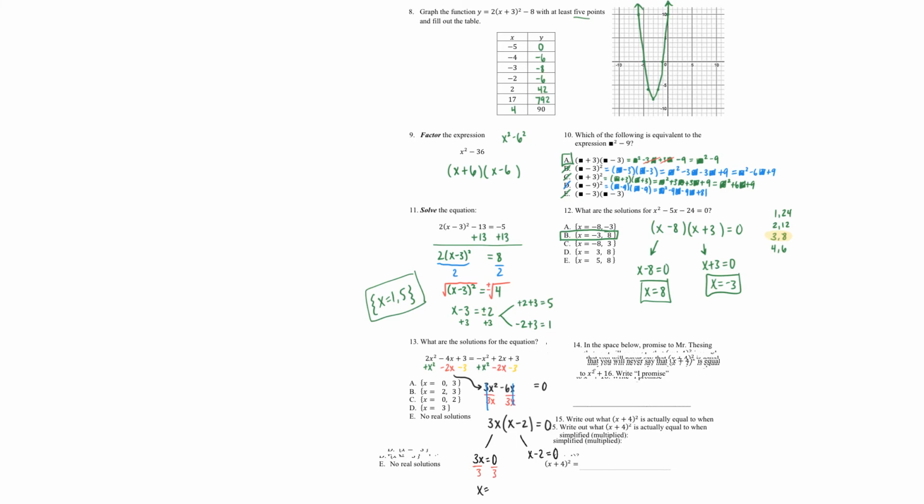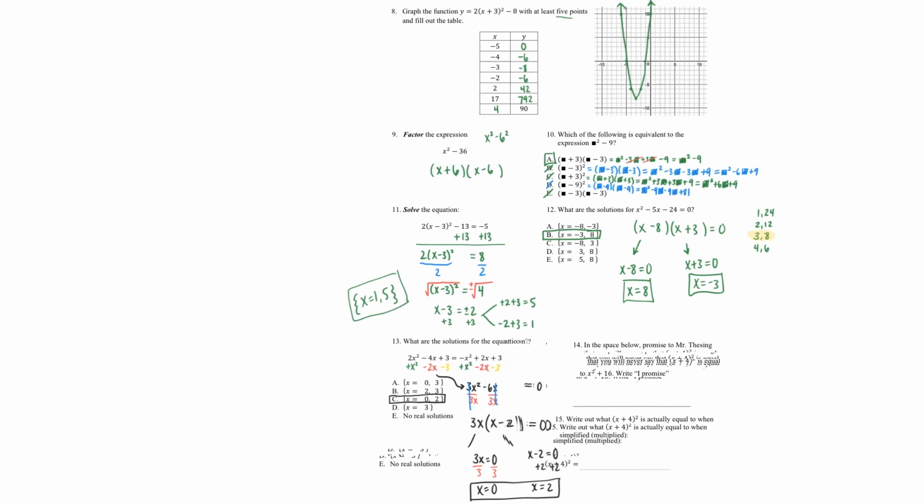If you don't believe me, put it in your calculator. 0 divided by 3 is just 0. And then over here, if you add 2 to both sides, you get that x has to be 2. So these are our two solutions here. So 2 and 0 would be our two solutions, so 0 and 2. There you go.